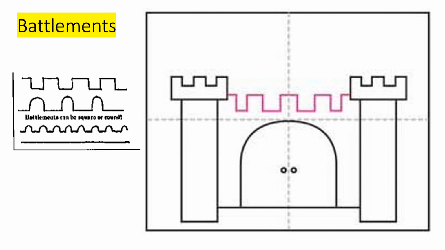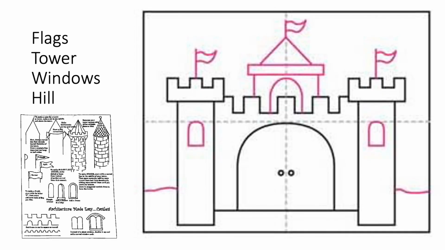If you look on the left-hand side of the screen, there's different types of battlements that you can add. You need to decide what type of battlement you want on your castle. Hit pause. Flags, towers, windows, and a hill. Anything that you see pink here, you can add to your castle.